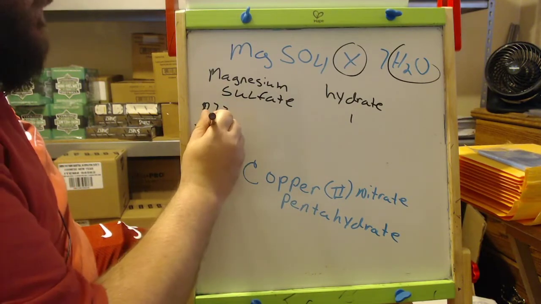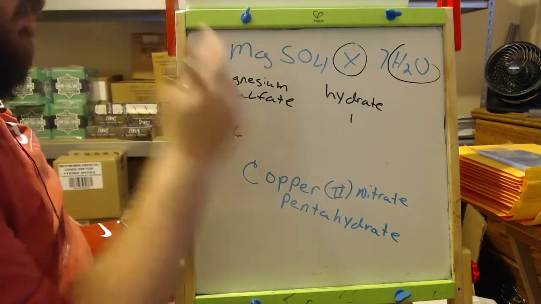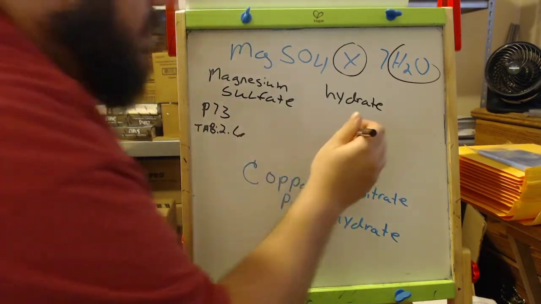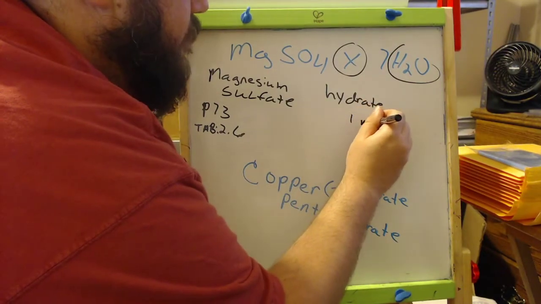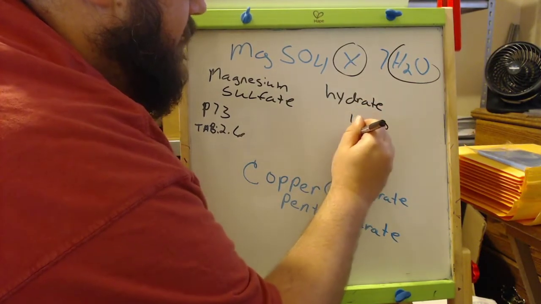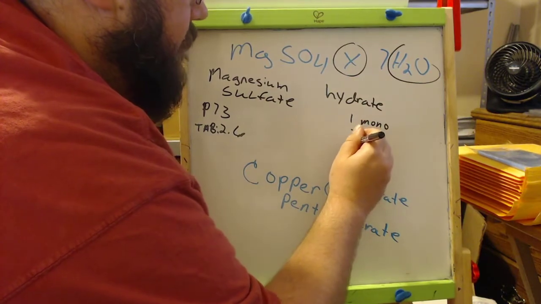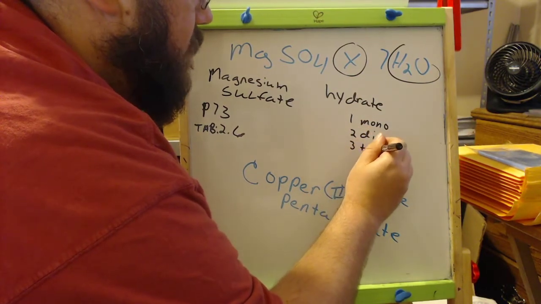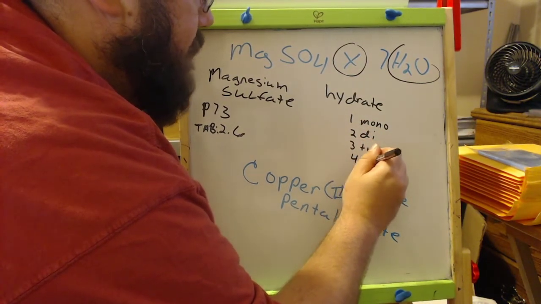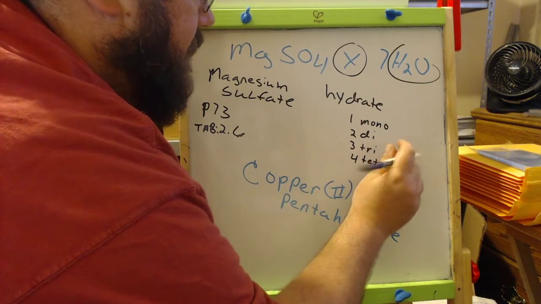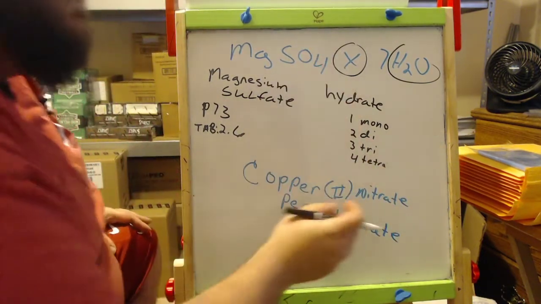Table 2.6 on page 73. 1 is mono. 2 is di. 3 is tri. 4 is tetra, like Tetris. If you ever played Tetris, each shape has 4 pieces to it.